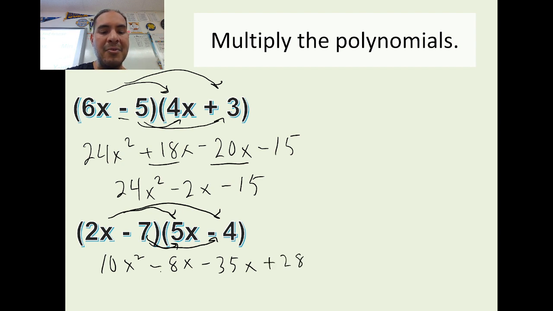Combining our like terms right here in the middle, we end up with 10x squared minus, now in this case, negative 8 minus 35 is negative 43. In this case, same signs, we add them up, so we're going to get negative 43 there, and we end up bringing down the 28. Okay, so that is how we multiply our polynomials.